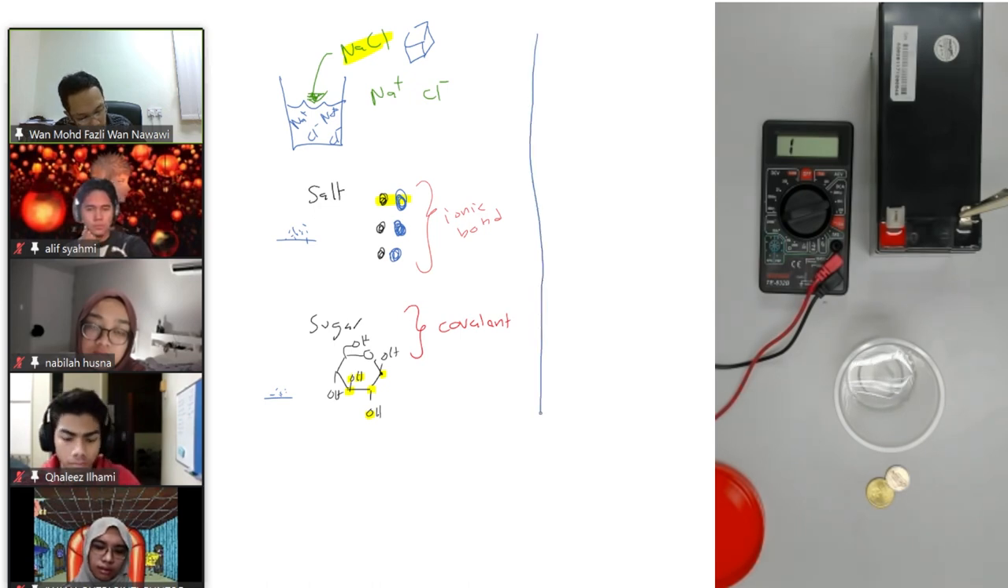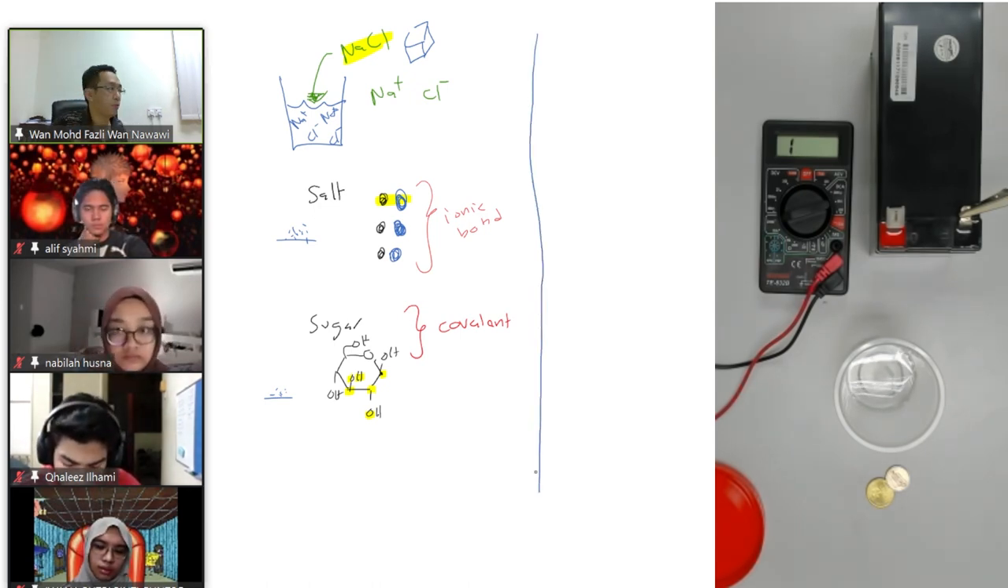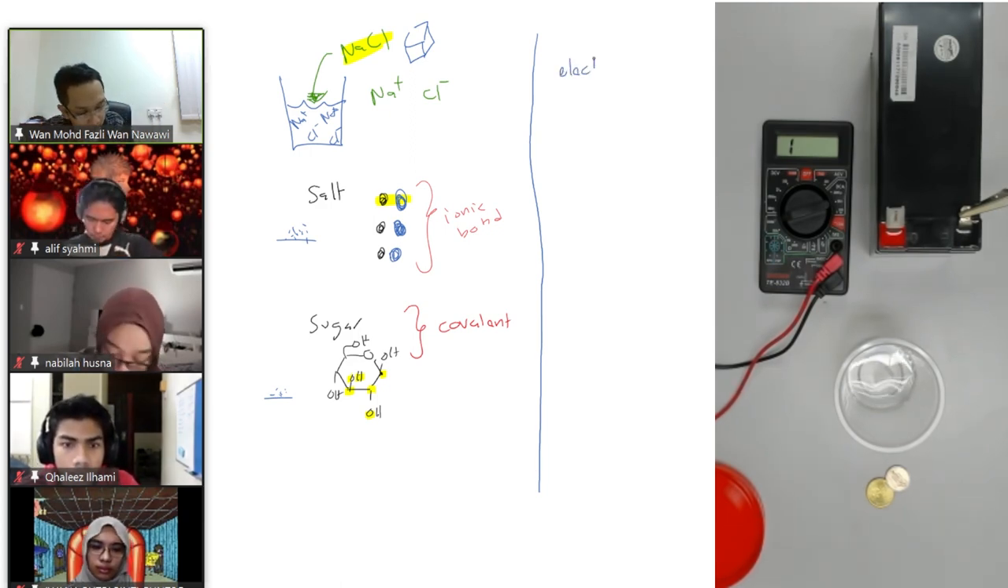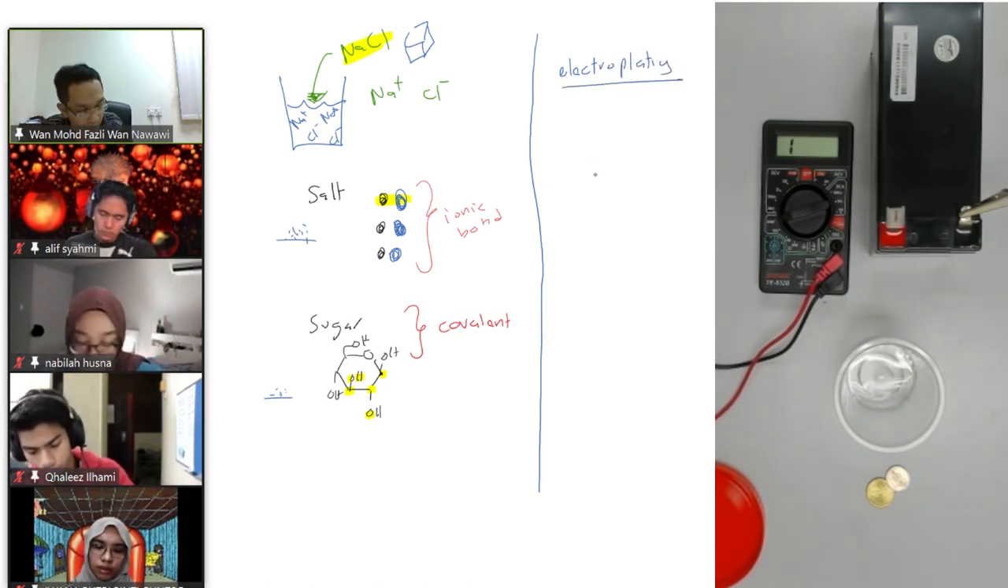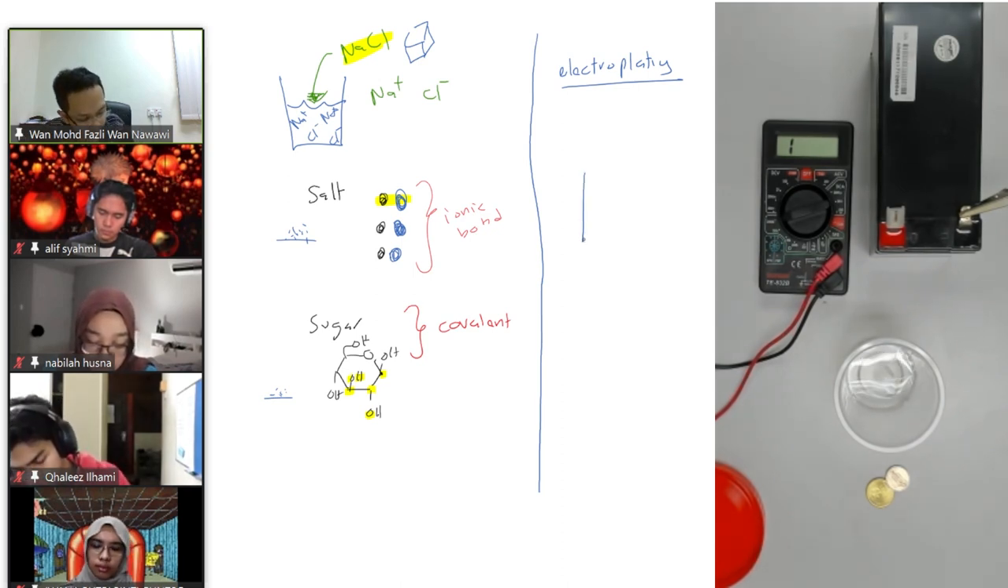Why we learn about electricity here is because when you have a fluid that can conduct electricity, and can also move the ions within that liquid, then you can have a technique called electroplating. Okay, so imagine now you have this thing.